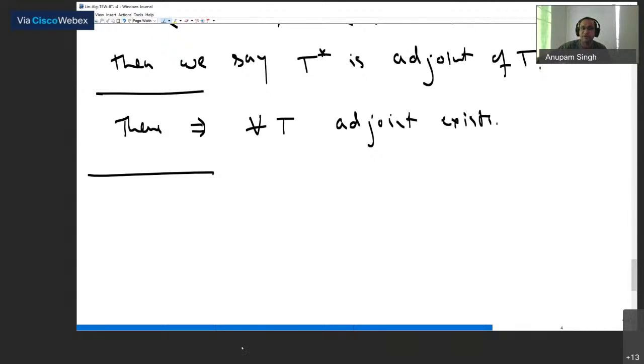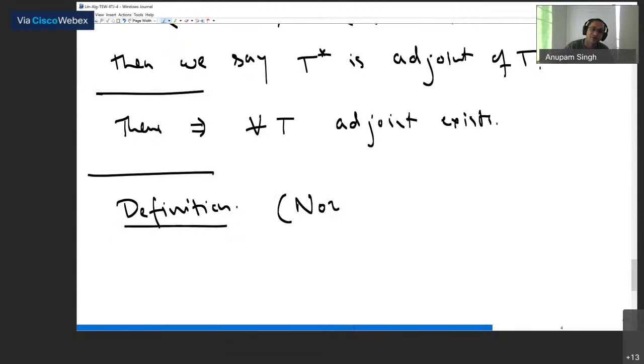where things sometimes become easier to prove. All right, so this is how I define the adjoint. Now we are ready to define what is called a normal operator. So let's write the definition of a normal operator.